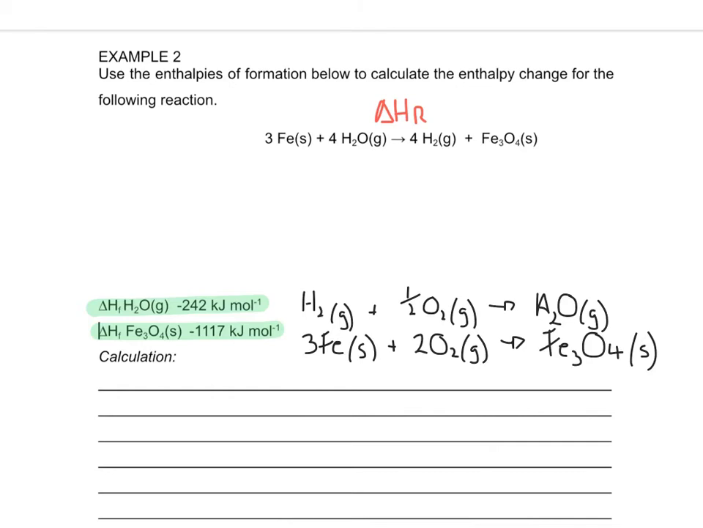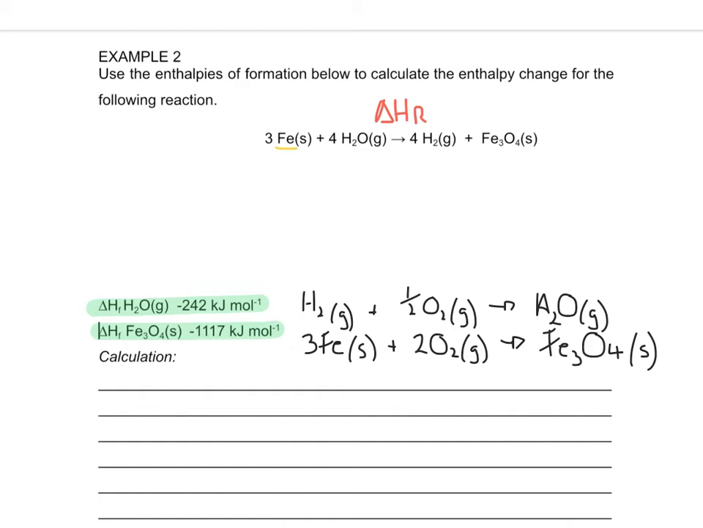Now we've got to use them, and we've got to put them into a cycle in the same manner as we put them into a cycle for example 1. Now if we look at iron, well, iron's an element, it won't have a delta HF value, and the fact that it is an element means that we don't need to form it. Now we do need to form water. So if we look really carefully at the equation, we have got 4 molecules of water. So actually it's going to be 4 times the delta HF value.